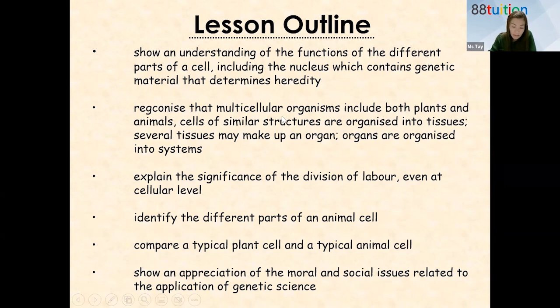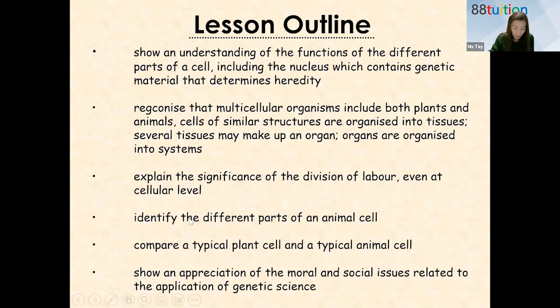Recognize that multicellular organisms include both plants and animals. Cells of similar structures are organized into tissue. Many tissues then make up an organ. Organs are then organized into systems. So this is something you must know, because that is going to lead on to division of labor. Every part of our body has its own specific function.